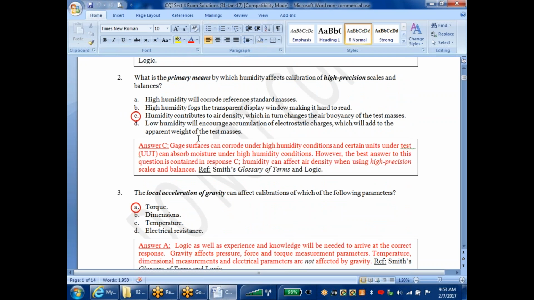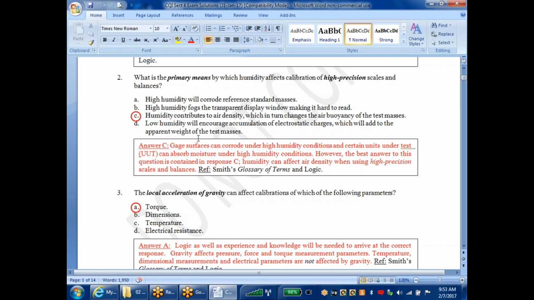Two, what is the primary means? When you see a word like primary, you need to be thinking that there's going to be more than one seemingly correct answer. In some cases, they all might be correct. I'm not talking about this particular question, but in many questions where some word like that pops up, they all might be correct to some degree.